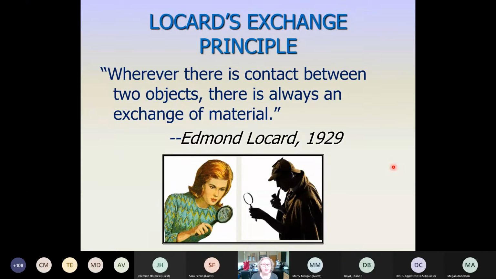So all of trace evidence, and in fact most forensic work, is based on this principle called the Locard exchange principle. And Edmond Locard was a Frenchman who made this famous statement, in French of course, almost 100 years ago. And the idea is that whenever there's contact between two objects, there is always an exchange of material.